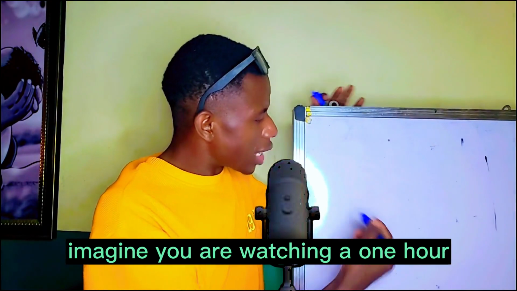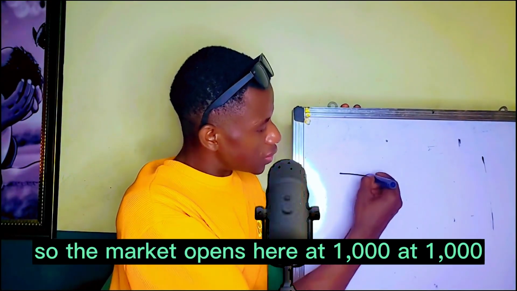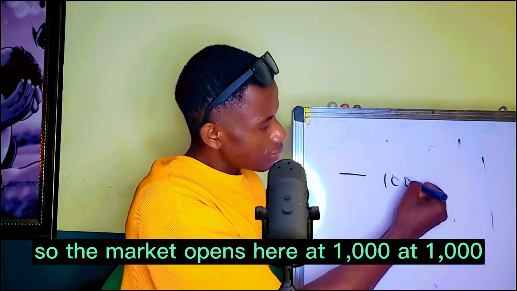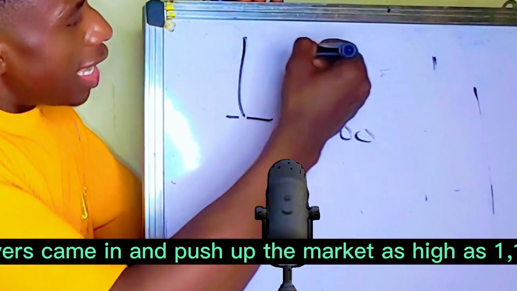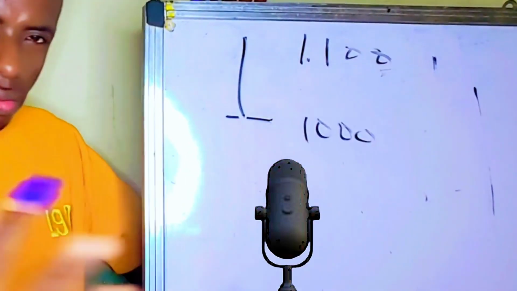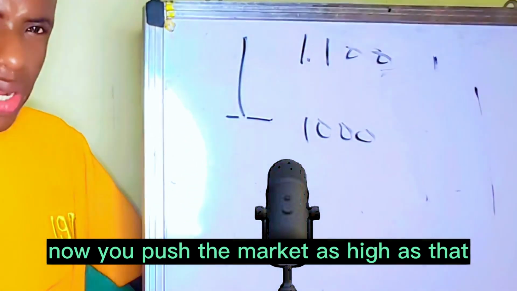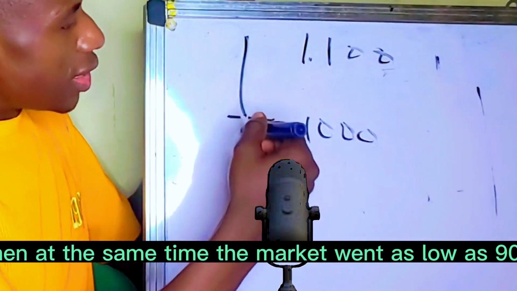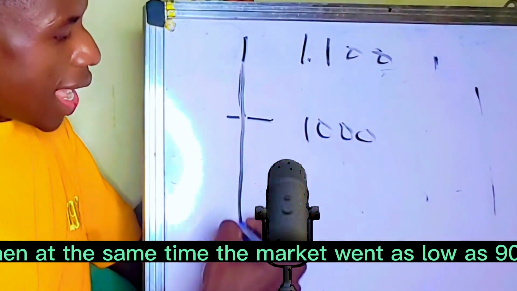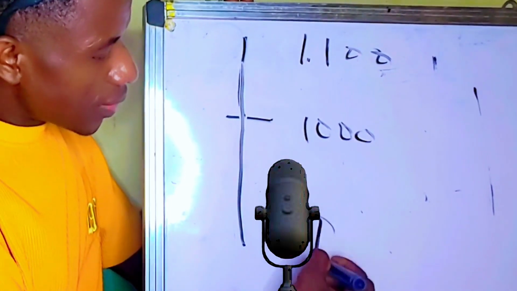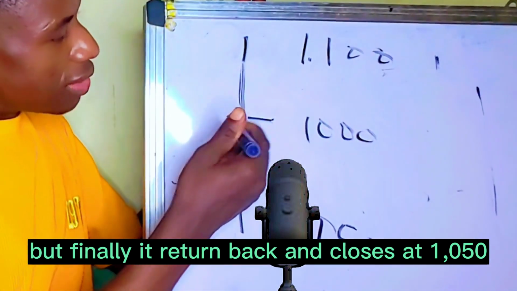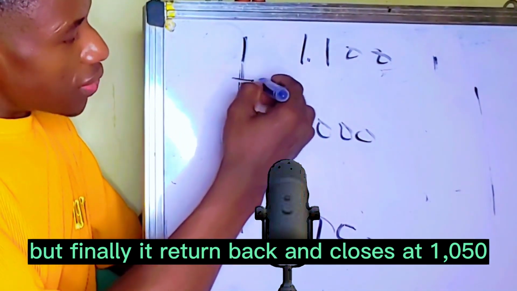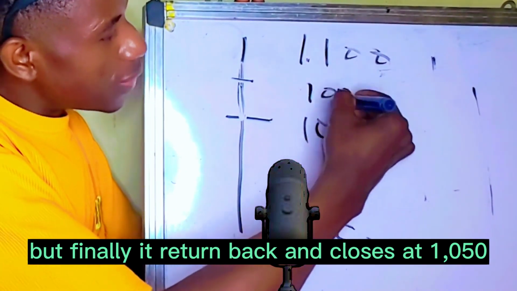Imagine you're watching a 1 hour candlestick. So the market opens here at 1,000. But during that very session, buyers came in and pushed up the market as high as 1,100. Do you understand now? They pushed the market as high as that. Then at the same time, the market went as low as 950. But finally, it returned back and closes at 1,050.